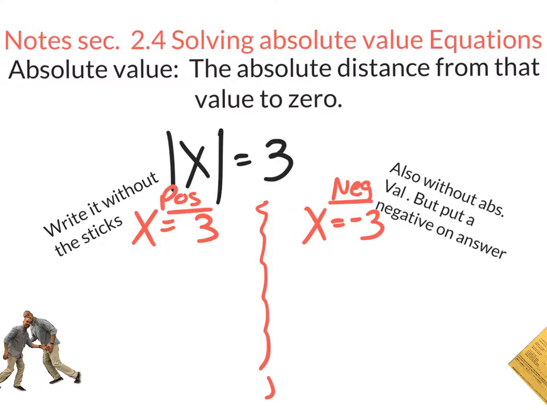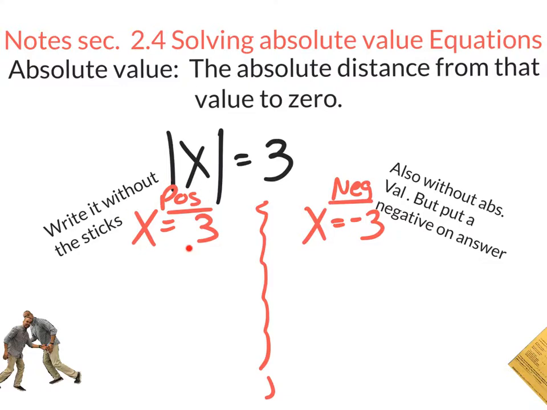So again, for the negative situation, you're also going to do it without the absolute values. These absolute values are gone. You erase them. They're not there anymore. But you take this number and you slap on a negative. You put a negative right on your answer. Okay? So that's how we're going to do the positive situation and the negative situation of any absolute value equation.